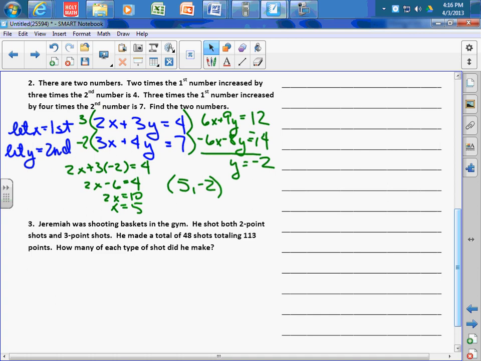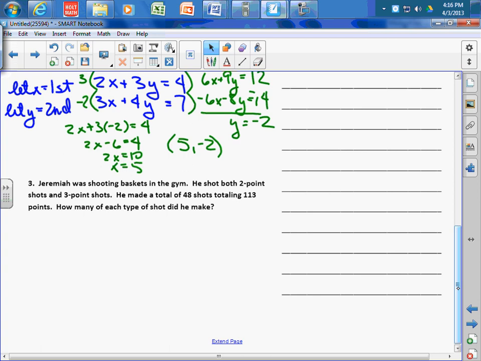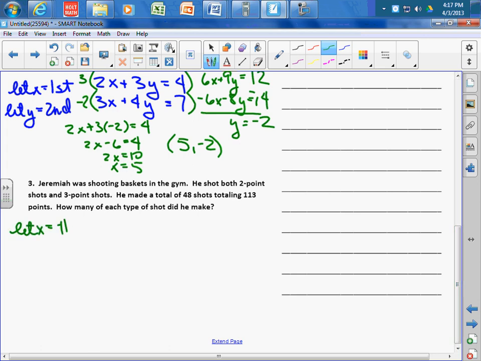Well, what are the types of shots? Well, there are 2-point shots, and there are 3-point shots, right? So we need to take two variables and define those two things. So let x equal the number of 2-pointers, and let y be the number of 3-pointers. Doesn't that make sense? Because he's going to be making some 2-point shots, and he's going to be making some 3-point shots.